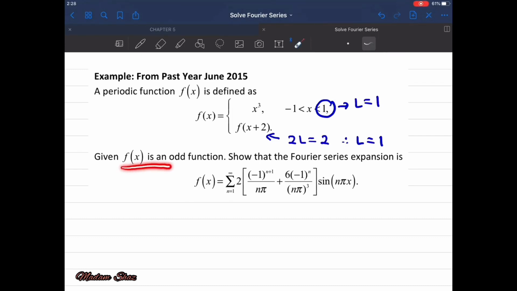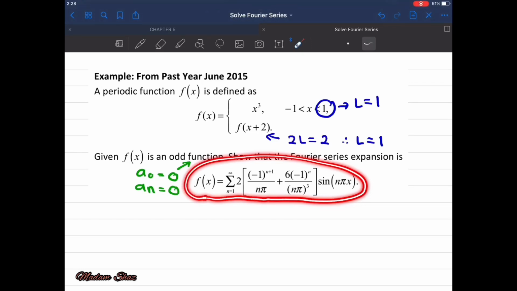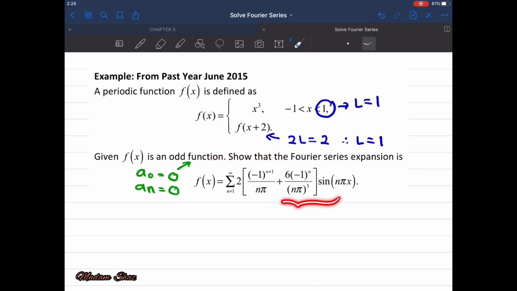So given that f(x) is an odd function, so it's already mentioned in the question, this one is an odd function. So you should know that for the odd function, your a0 is equal to 0 and an is equal to 0. So we can save our time whereby we don't have to calculate the value for the a0 and an. Show that the Fourier series expansion is f(x) is equal to summation of this one. So at the end of your solution, you have to show your Fourier series expansion in terms of this one.